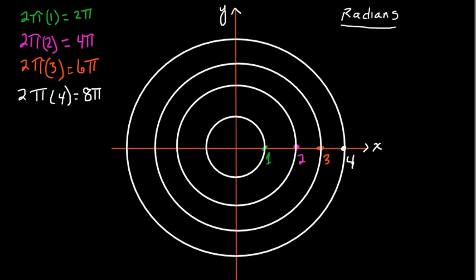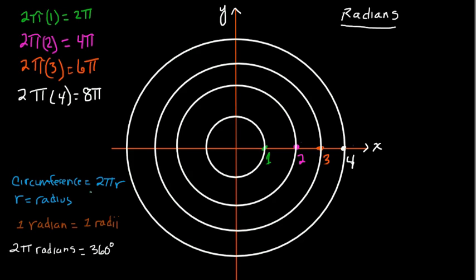Okay, so let's go back and look at a couple of things that we know. The distance around a circle is the circumference, and the circumference is measured as 2 pi r, where r is the radius. So the distance around this first circle in green, if you went all the way around the circle and came back to the very beginning, you would have 2 pi times the radius, and the radius is 1, so it would just be 2 pi. So this point right here, this 360-degree angle, would be called 2 pi.